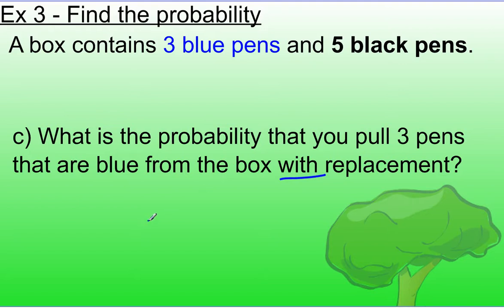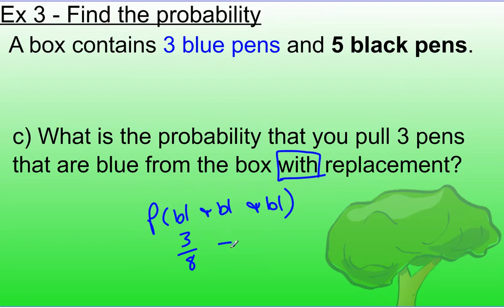Okay, so you want the probability of blue and blue and blue. Yes, I know black also starts with BL, but we're blue, blue, blue here. So, the chance of getting a blue for the first one is 3 out of 8. Now, since we're talking about with replacement, you put the pen back. So, since you put that blue pen back in, how many blue pens are there?